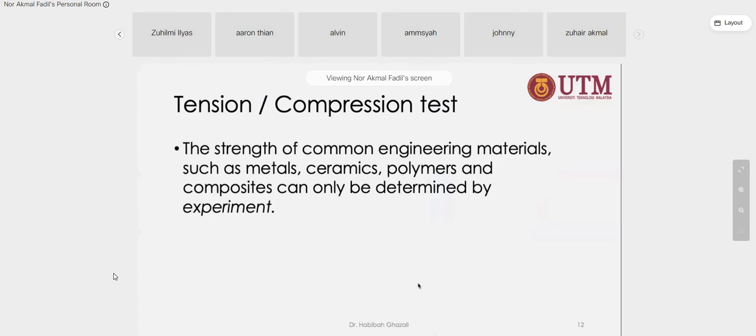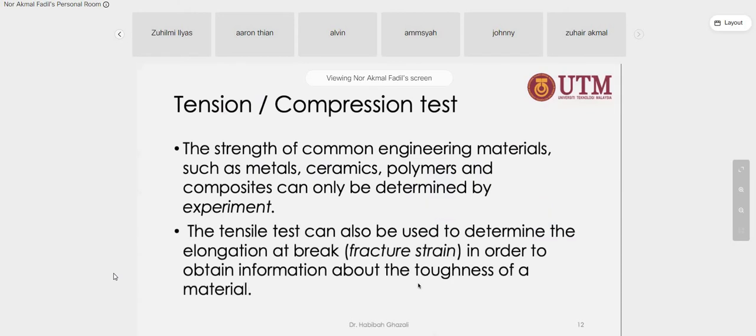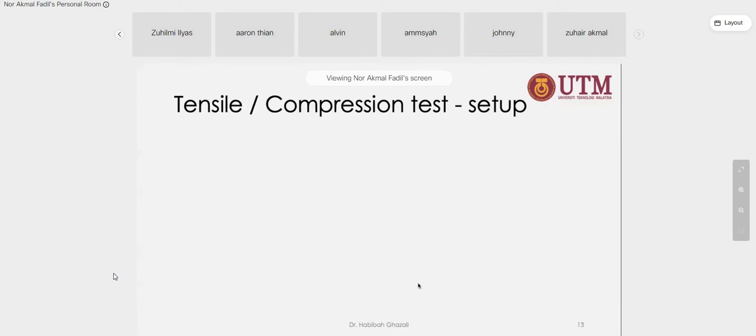The strength of common engineering materials such as metal, ceramic, polymer and composite can only be determined by experiment. So, what is the experiment? Tensile test. Tensile test can be used to determine the elongation at break in order to obtain information about the toughness of a material.